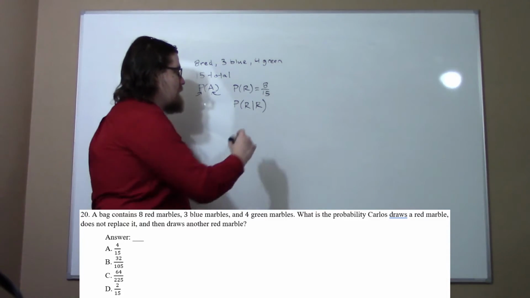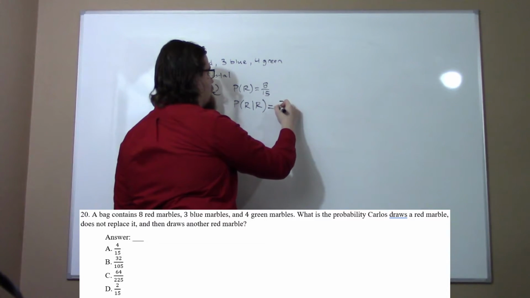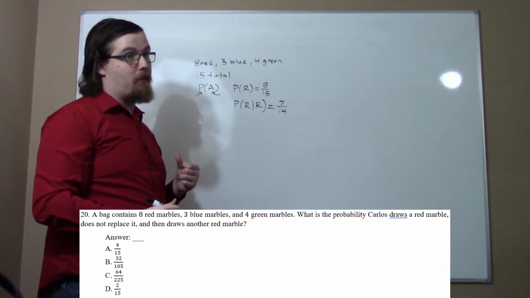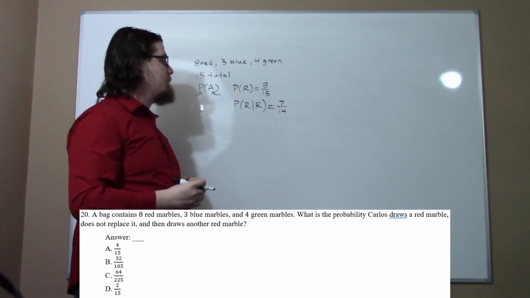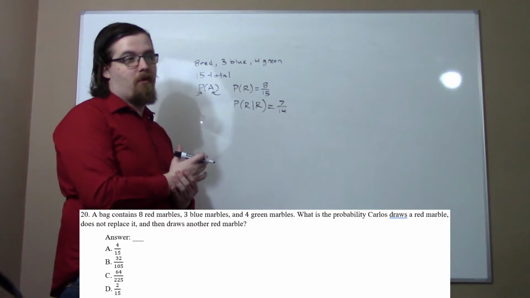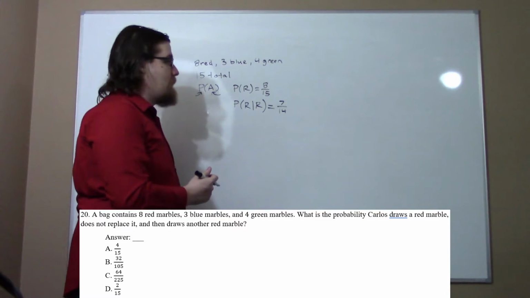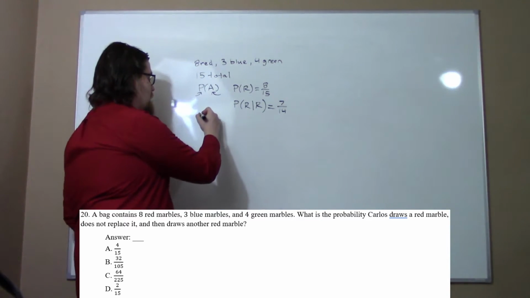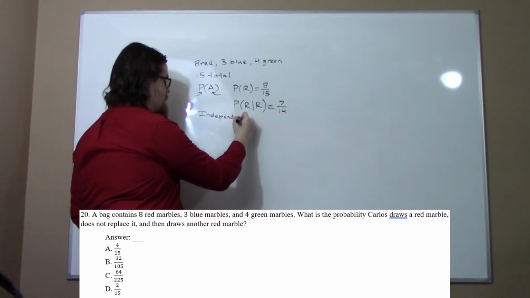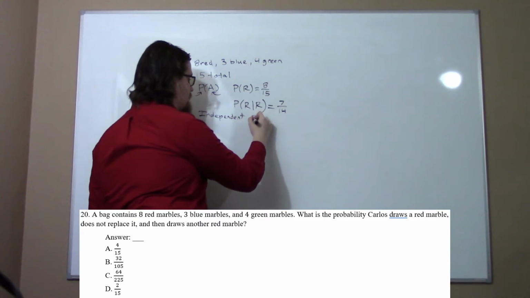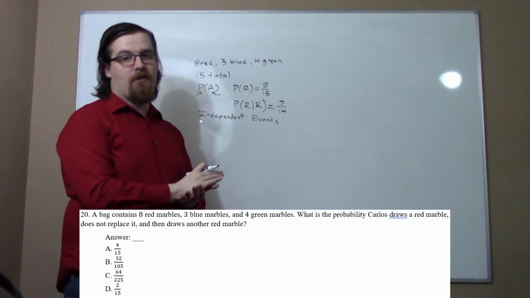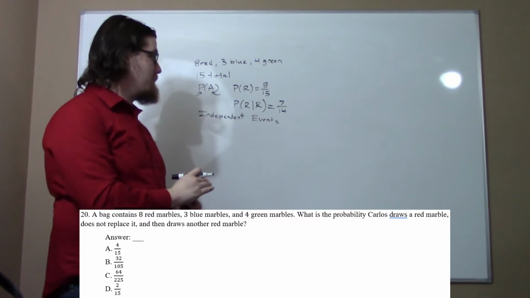So red given red is going to be, in this case, 7 out of 14. Remember that our total has reduced because we didn't replace a marble, and we also didn't replace a red marble. Now we want to look at the combined probability of these two events happening. These two events are what are known as independent events, and that means that we can multiply their probabilities together to determine their combined probability.